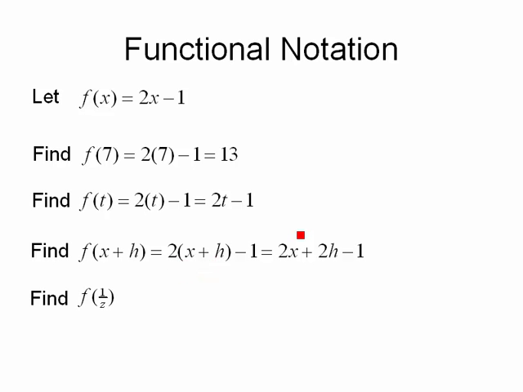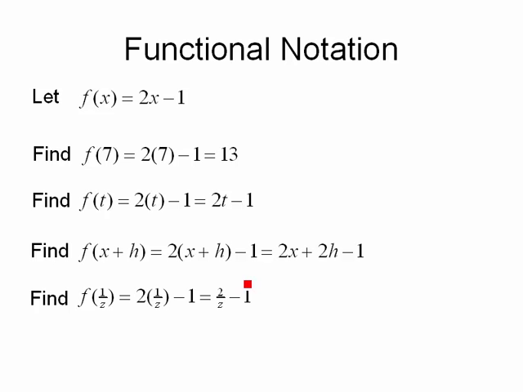What about f of 1 over z? Just like the previous one, I had a group of symbols here, and I put that in place of x. Now I'm going to put 1 over z in place of x up here. So when I do that, I get 2 times 1 over z minus 1. And if I simplify that a little bit, it gives me 2 over z minus 1.